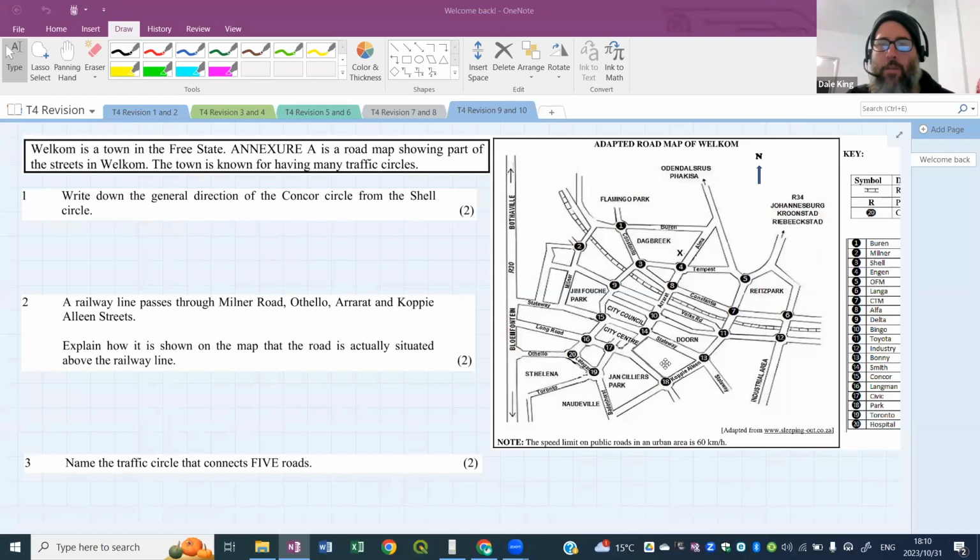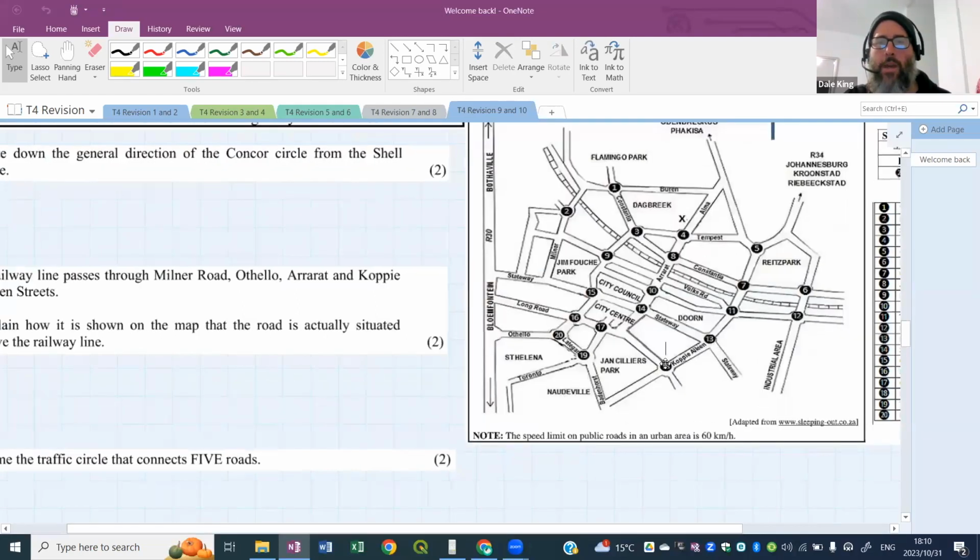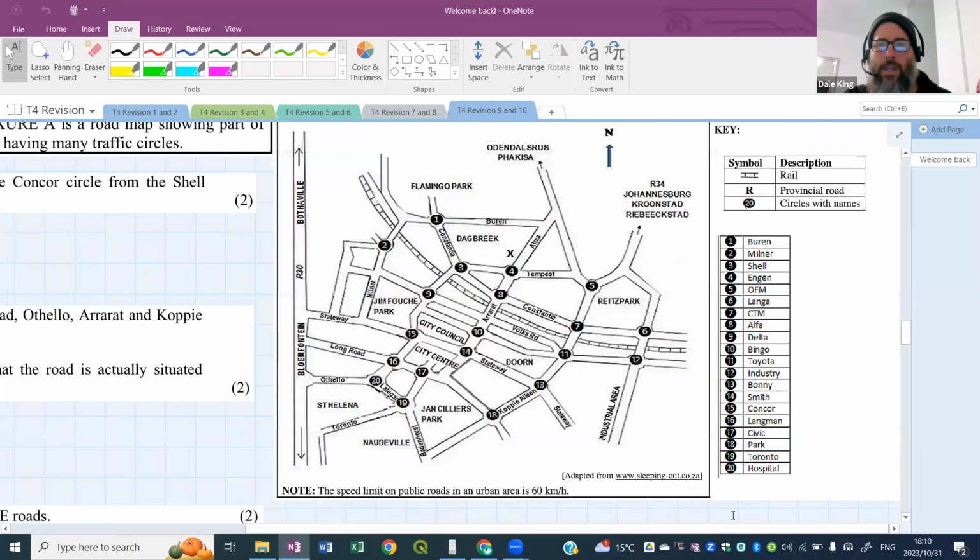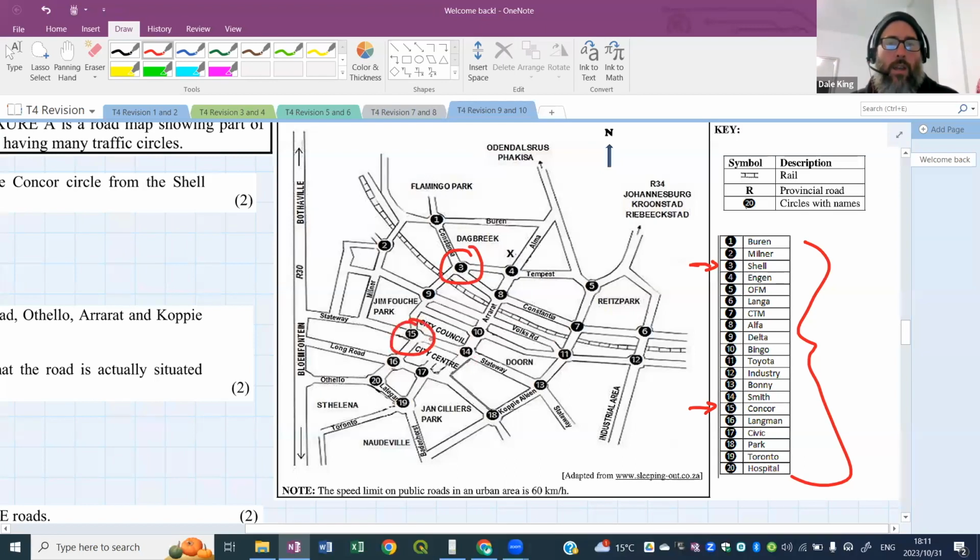All right, so now we've got to look at our map. I'll zoom into our map here. And there's a key here on the right hand side. All these numbered dots are obviously the circles, and on the right here you can see we have all the circle names. Looking for the Concourse and the Shell: number 3 here is Shell, and number 15 here is Concourse. So I'm looking for 3, which is there, and I'm looking for 15, which is there. Those are the two points that we're looking at in this question.